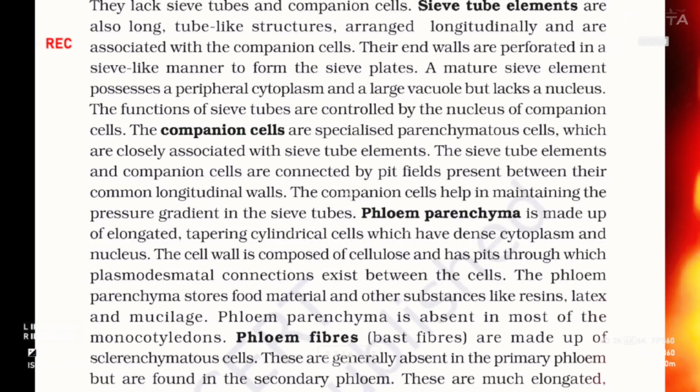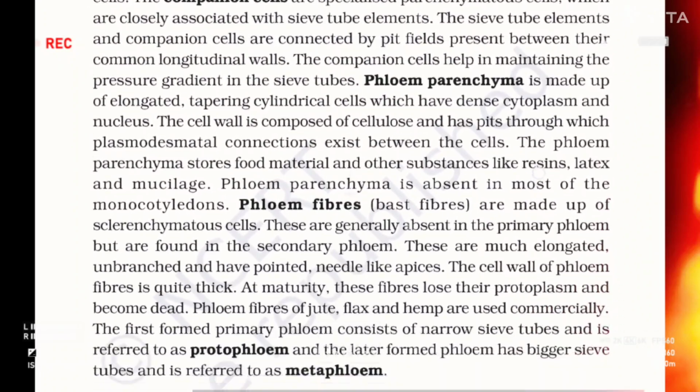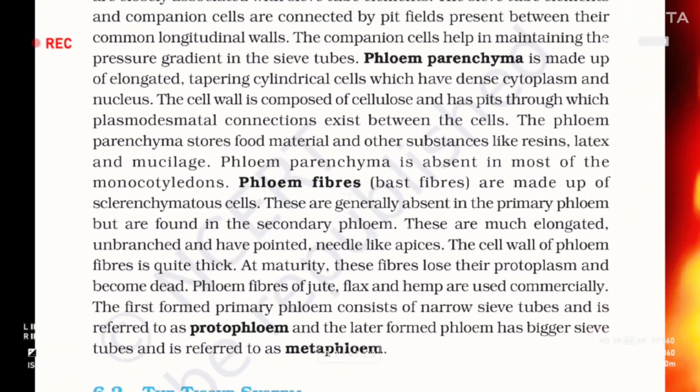Phloem parenchyma is made up of elongated, tapering, cylindrical cells which have dense cytoplasm and a nucleus. The cell wall is composed of cellulose and has pits through which plasmodesmatal connections exist between the cells. The phloem parenchyma stores food materials and other substances like resin, latex, and mucilage. Phloem parenchyma is absent in most of the monocotyledons.